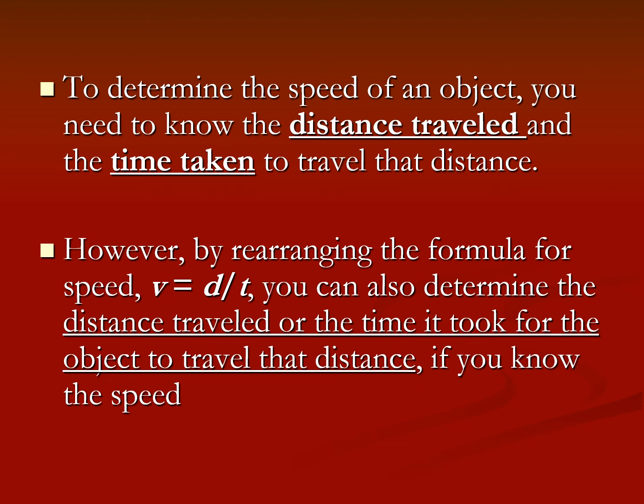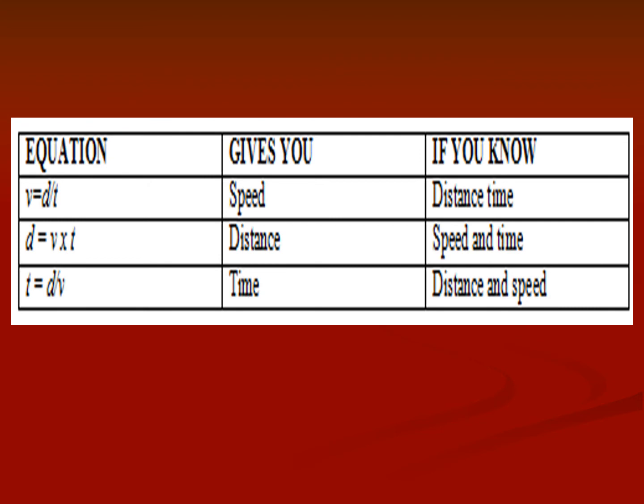So to determine the speed of an object, you need to know the distance traveled and the time taken. So that seems pretty simple. The good thing with this formula is that you can rearrange it to determine the distance traveled or the time it took to travel that distance. For example, the first equation we've been dealing with is d over t, distance over time, which will give me my speed. If we rearrange that formula, d equals v times t gives me the distance, how far I went. And I could also figure out time.